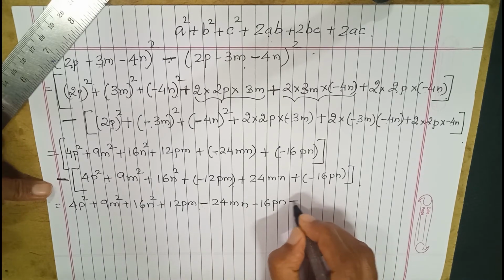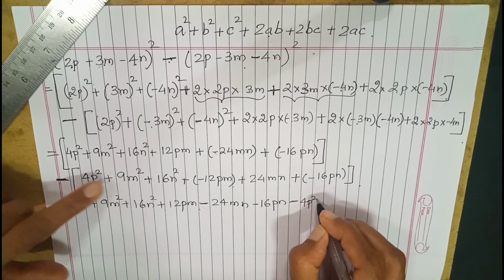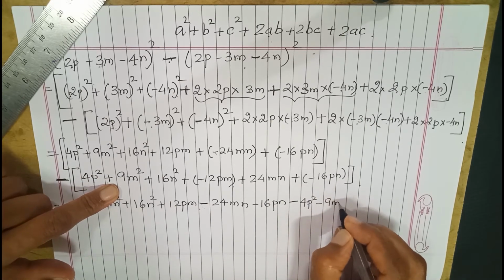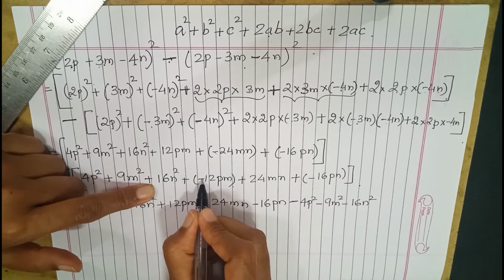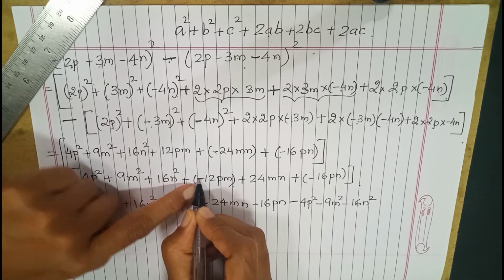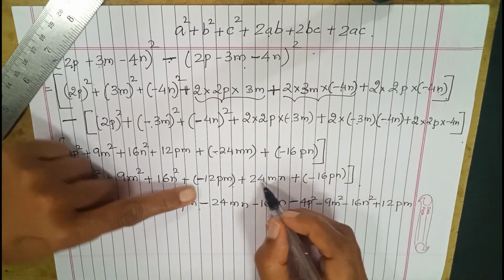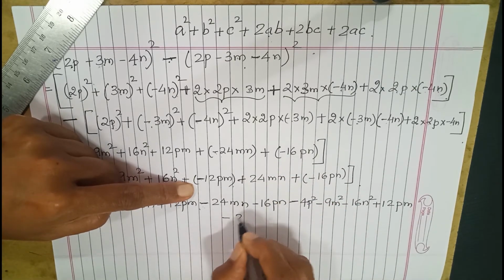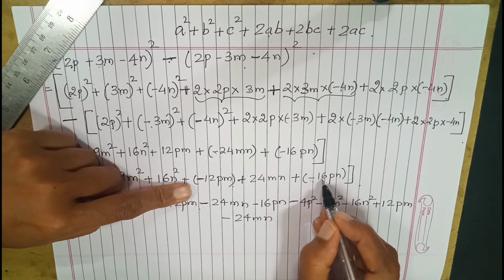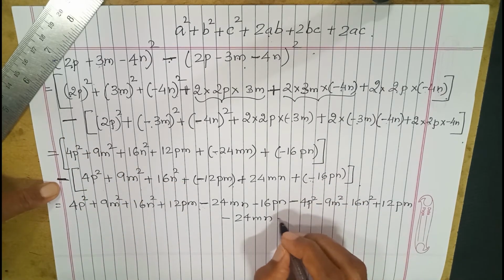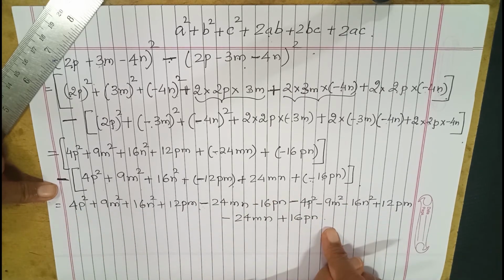Now I start writing the second bracket in front of it. Minus. Now this 4p square has become minus. Now this 9 is positive, will become minus. This 16 will become minus. Now see, plus into minus is minus. So this 12 is minus, and minus into minus will become plus. So 12 sign will change, will become plus. 24 here is plus, will become minus. And plus into minus is minus. That means the 16 is minus. So because of this minus sign, it will become positive. Now you can see we have opened all the brackets and we have got all our terms.